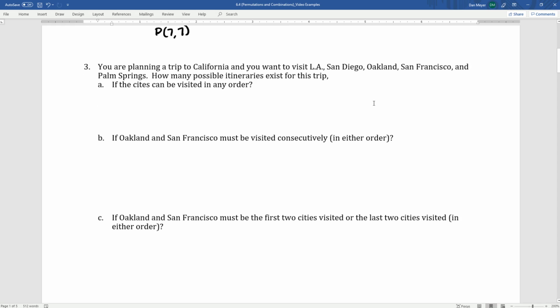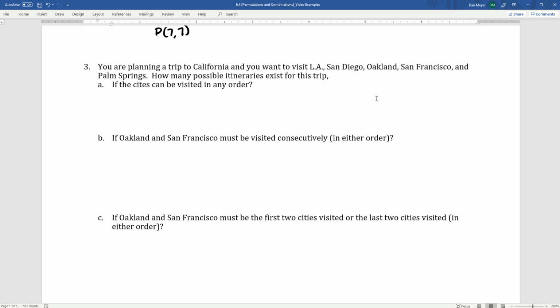Moving on to number 3. We're planning a trip to California, and we want to visit Los Angeles, San Diego, Oakland, San Francisco, and Palm Springs. How many possible itineraries exist for this trip? In part A, we're going to say that we can visit the cities in any order.